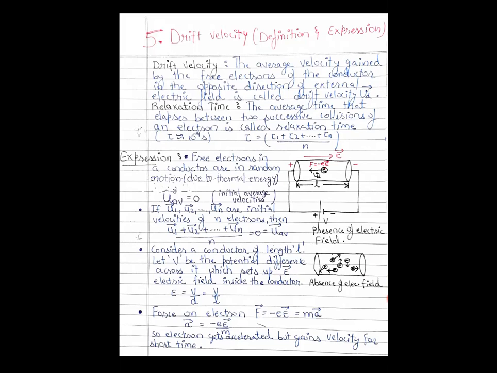So let's see, the expression is over here. Free electrons are in random motion due to thermal energy, right? But their average velocity, suppose u1 is the velocity of electron, right? This is random velocity. u2 is the random velocity of electron number 2. u3 is the random velocity of electron number 3, right? Similarly u4 ये भी एक velocity है, right? This is also velocity of electron number 4. Similarly un is the velocity of electron number n, but they are in random motion, right?